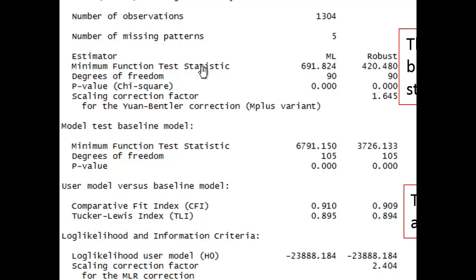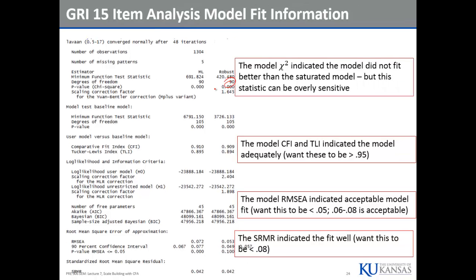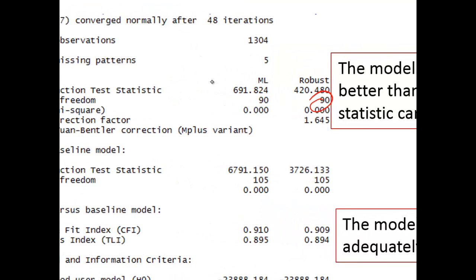Okay. So, we've model fit. We have 15 items. What does 90 represent up here in our likelihood ratio test? 90 degrees of freedom. 90 is also the number of degrees in a right angle. Very good. Right triangle.